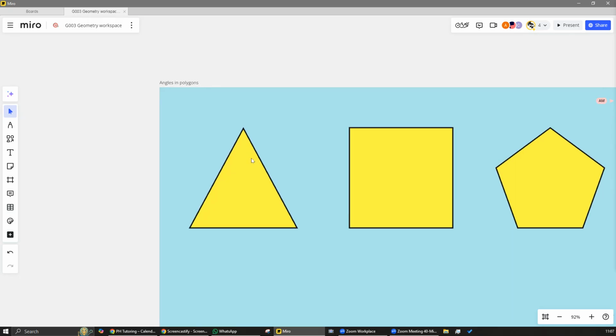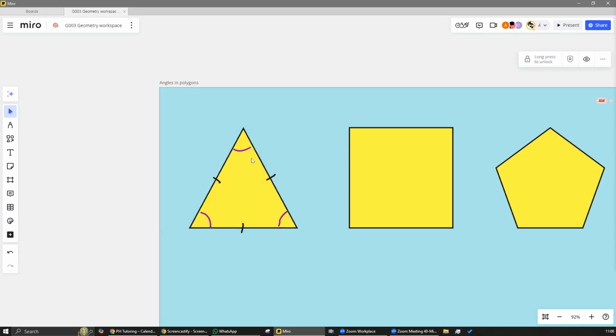Okay, so now we know a little bit about the triangle and square already. So these are the inside angles. This particular triangle has got equal length sides, and it actually has equal angles as well. So I'm just going to demonstrate that by colouring in the angles a particular colour.